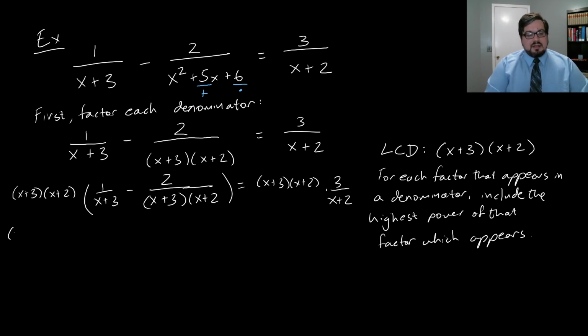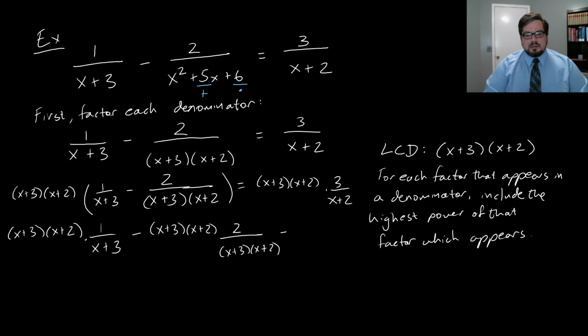So on the left here, we'll get (x plus 3) times (x plus 2) times 1 over (x plus 3). That's what we get when we multiply by the first term. And then minus (x plus 3) times (x plus 2) times 2 over (x plus 3) times (x plus 2). And that equals (x plus 3) times (x plus 2) times 3 over (x plus 2). Pardon me for squishing things a bit. But things are going to get simple here because we're going to cancel a bunch of stuff.